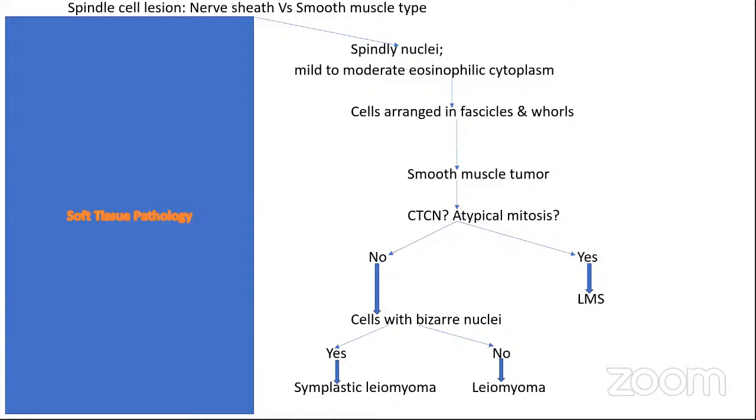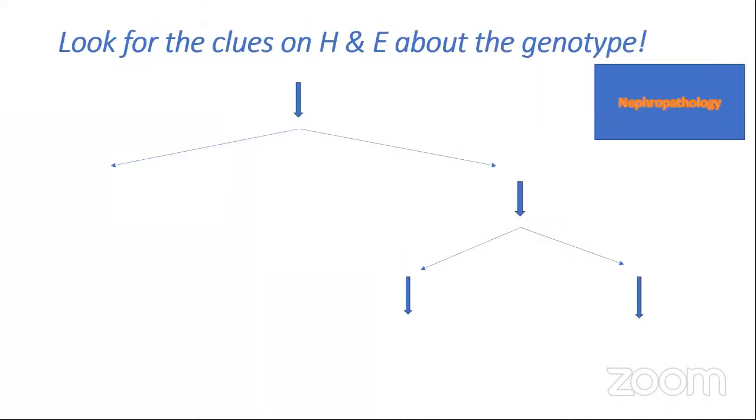Now, this part would be important in your diagnostic algorithm, because if you don't know that there is an entity named symplastic leiomyoma, where you can really get bizarre and monstrous looking cells, but you don't have other features of LMS, it is not LMS and it is symplastic leiomyoma. This would be especially important diagnostically for all of us to know. And finally, H&E can even give you hints about the genotypes.